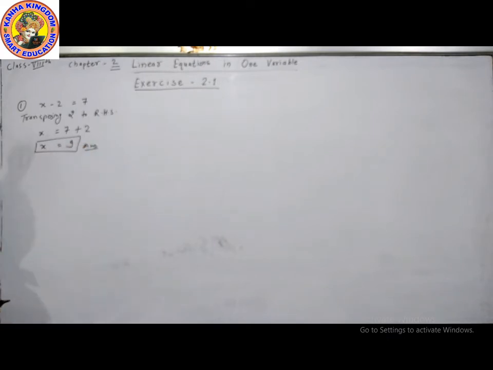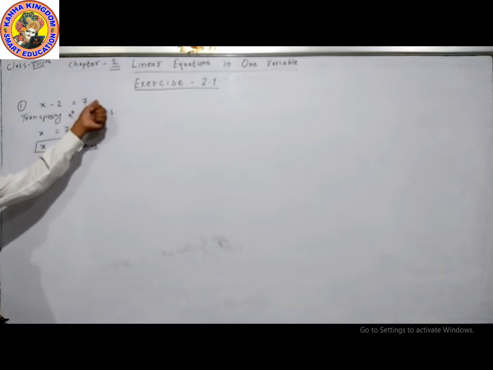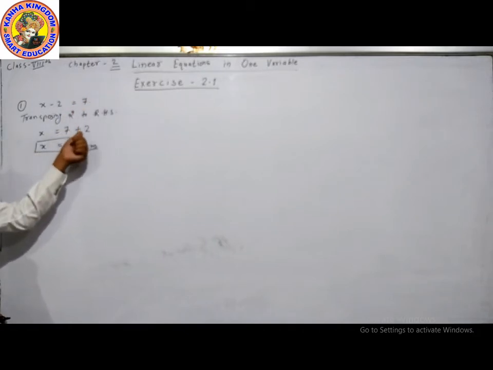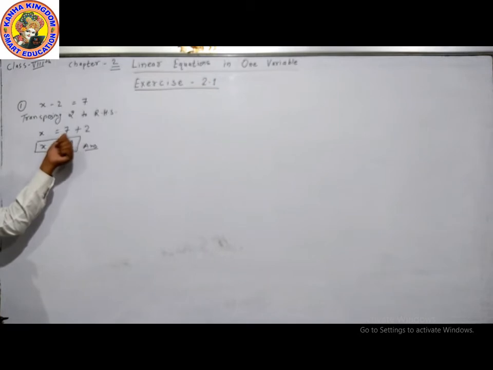In this question we have to find the value of x. We transpose 2 to right hand side, we will change the sign of 2, the sign is minus, and going to this right hand side will be plus 2. So then 7 plus 2 is equal to 9.